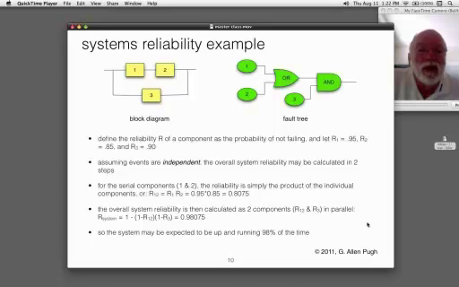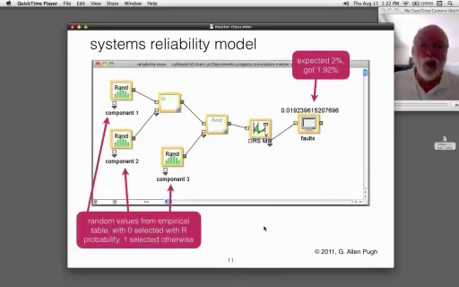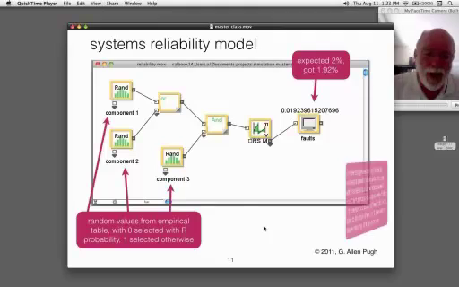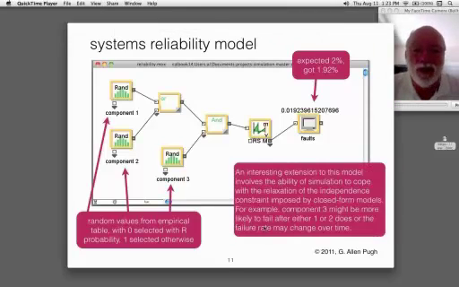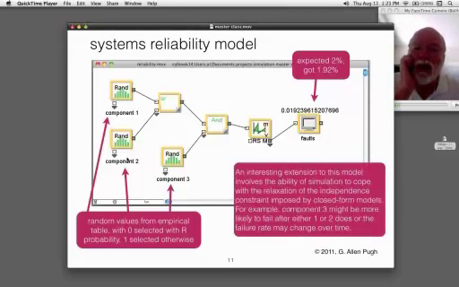Let's see how we would simulate this. ExtendSim has some wonderful tools, because actually they have blocks that correspond directly to this. Here I have random values from an empirical table with 0 selected with R probability and 1 selected otherwise. That is 0 if it doesn't fail, 1 if something fails. I then match the first 2 through an OR block, combine the third one with an AND block to the result of the first 2.